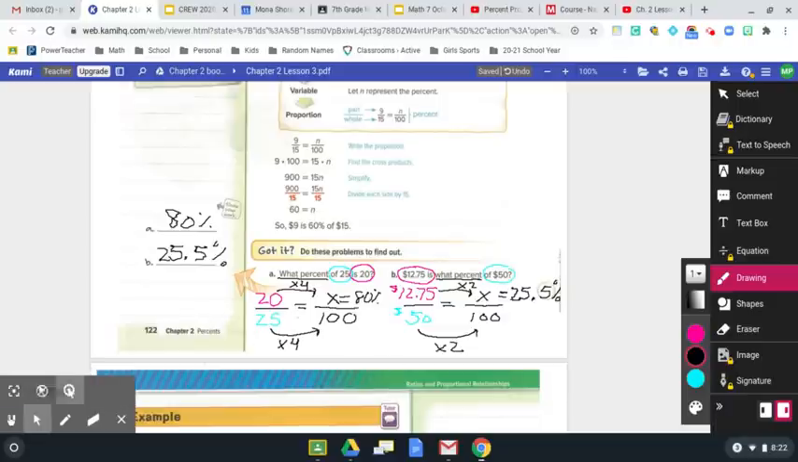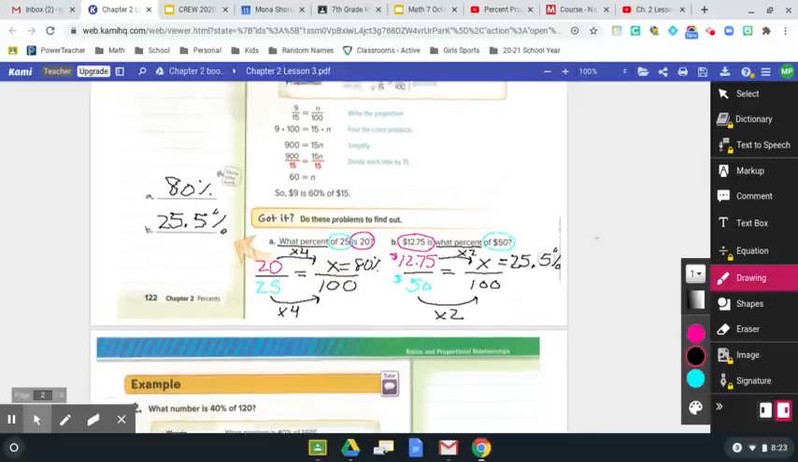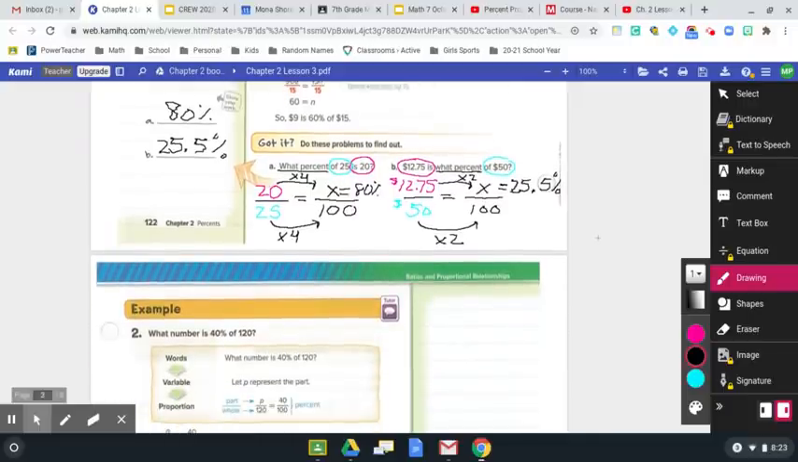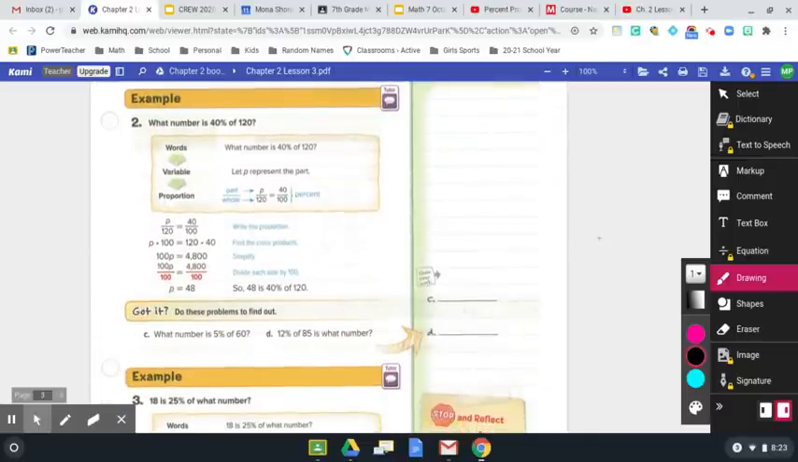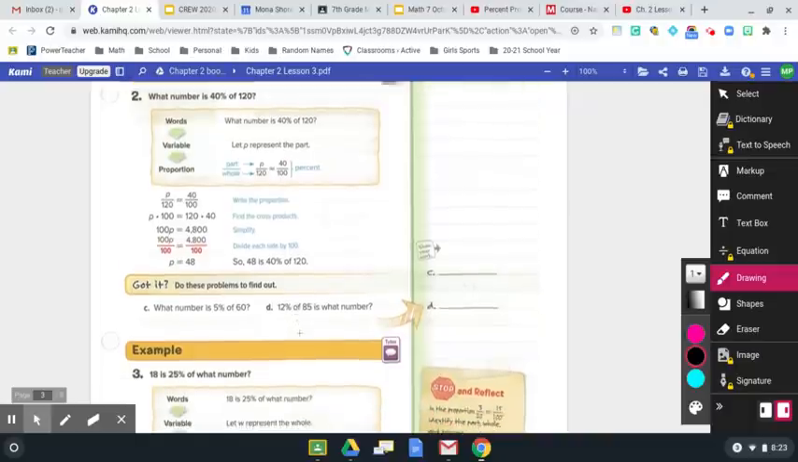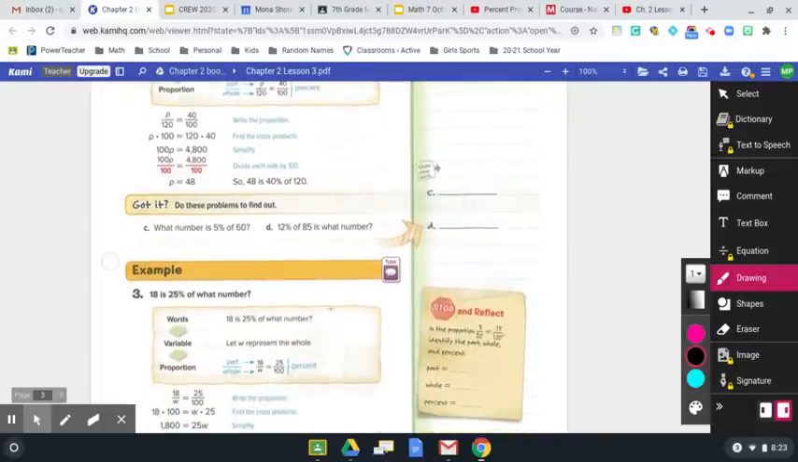Okay, let's try a different setup. On those two, we had to find the percent out of 100. That's what was missing. So we're going to go to the next page, which is going to be page 123, and we're going to look at letters C and D. Now, here you can see that there are percents in these problems, and so we're not going to be solving for percent anymore. So I'm going to underline what we are solving for. We're looking at the question in letter C: What number is, and then if I look at letter D, is what number?